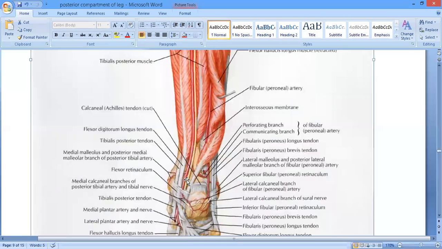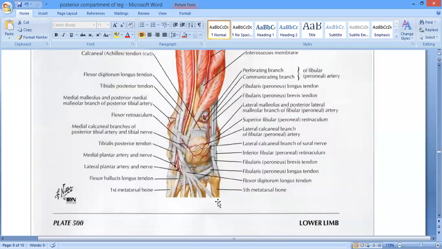And again, as soon as it enters the sole of the foot by passing behind the flexor retinaculum, it is also going to divide into terminal branches, the medial plantar nerve and the lateral plantar nerve. How did the artery go? The artery also divided into terminal branches, the medial plantar artery and the lateral plantar artery. Similarly, when this nerve enters the sole of the foot, it divides into the medial plantar nerve and the lateral plantar nerve. So no problem, children, it's very simple. If there is any problem, you can ask me now.